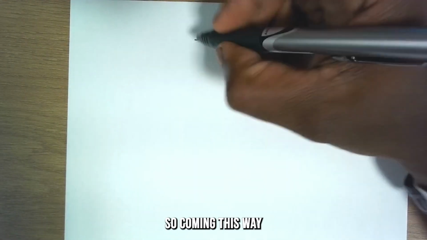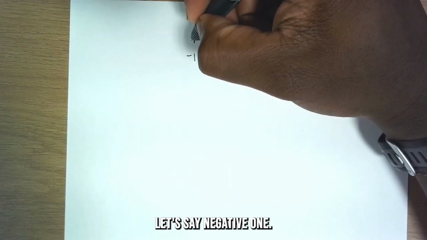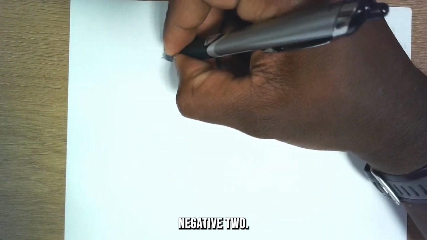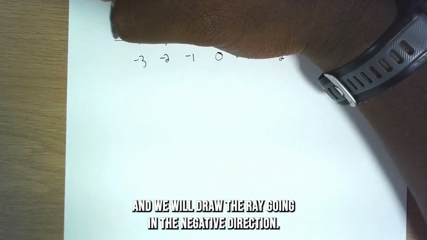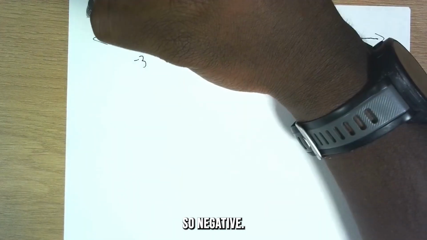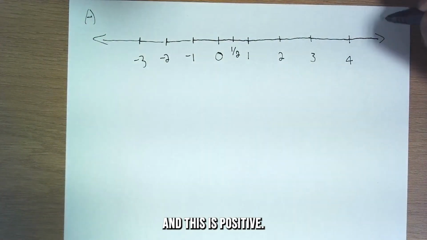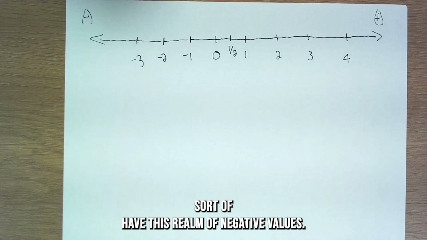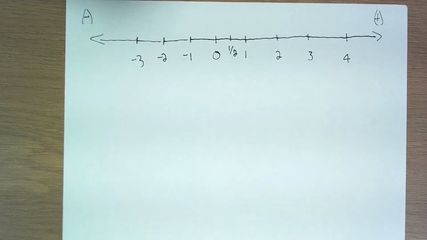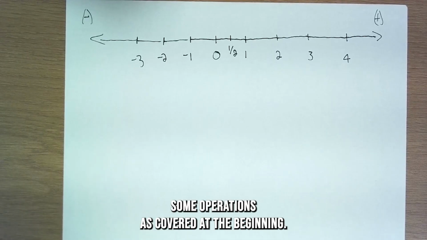So coming this way, let's say -1, -2, -3, and so forth. And we will draw the ray going in the negative direction. So negative, and this is positive. So we now have this realm of negative values. So obviously, with that in mind, we're going to rehash some operations as covered at the beginning.